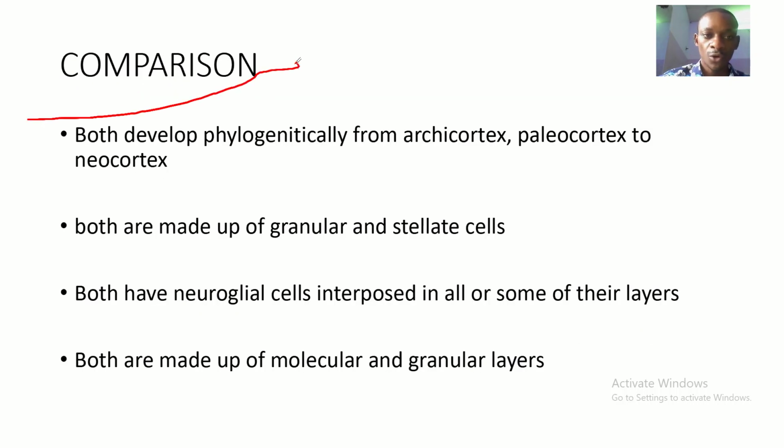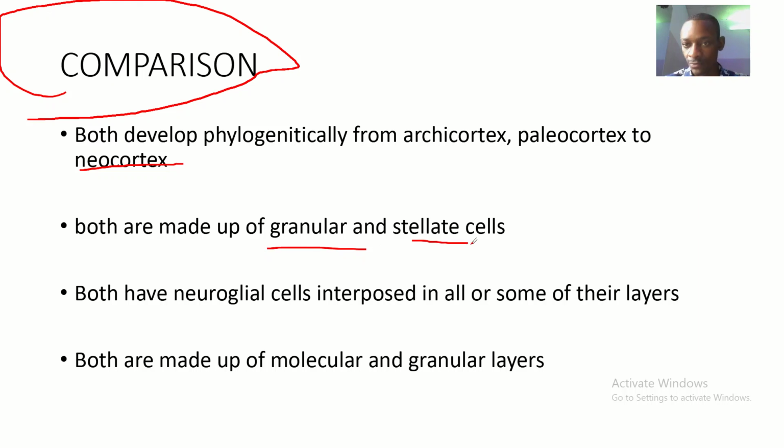So first of all, we'll be doing the comparison. We said that both of them develop phylogenetically from the archicortex, paleocortex to the neocortex. Both of them are made up of granular and stellate cells. Both have neuroglial cells interposed in all or some of the layers. Both are made up of molecular and granular layers.